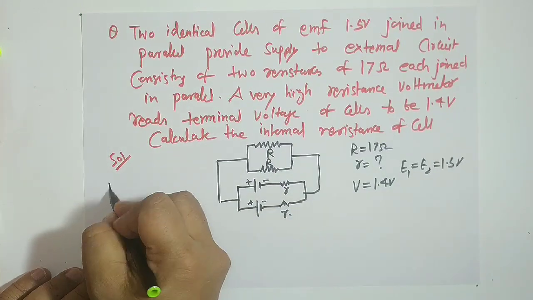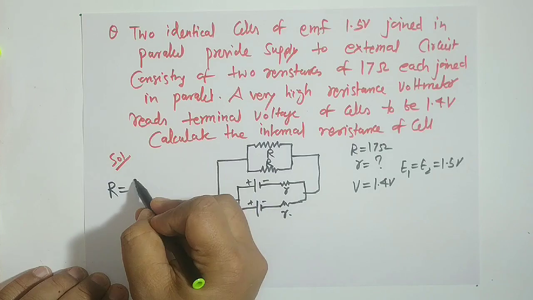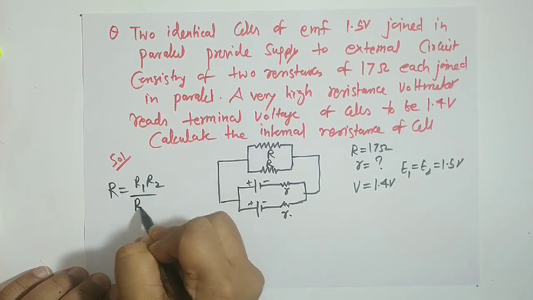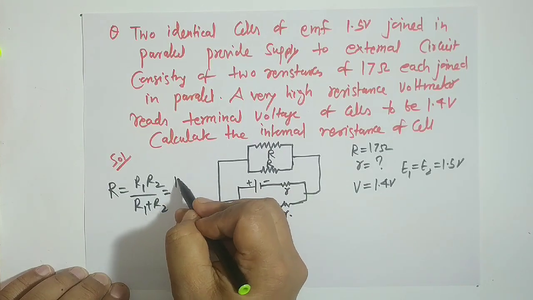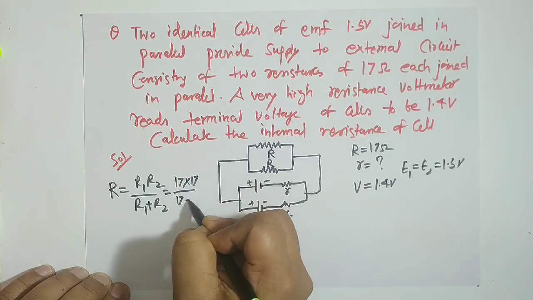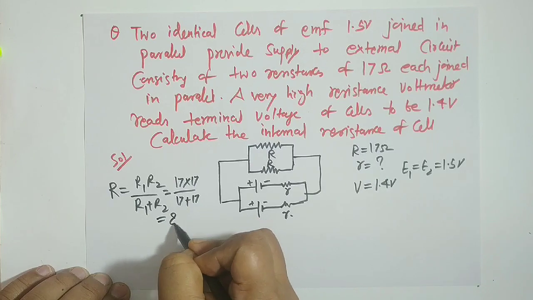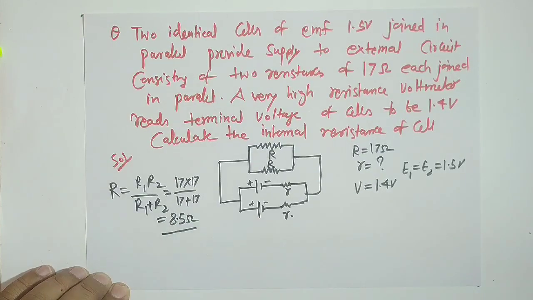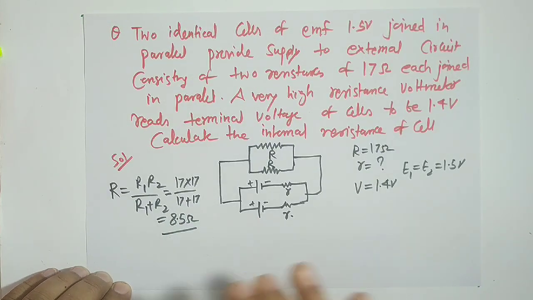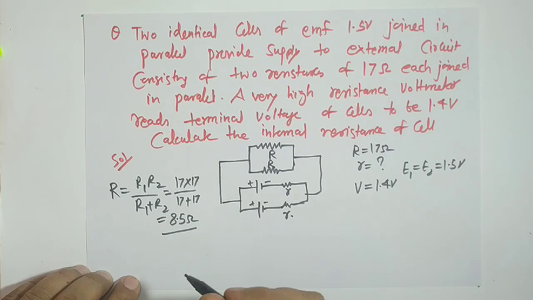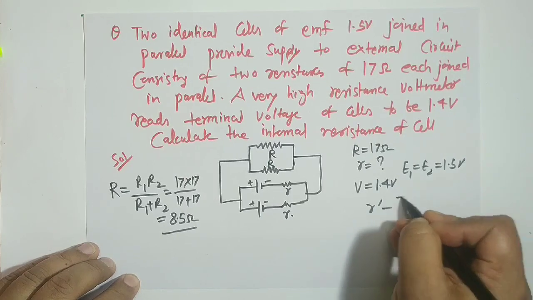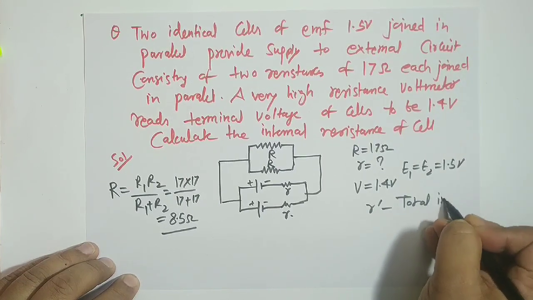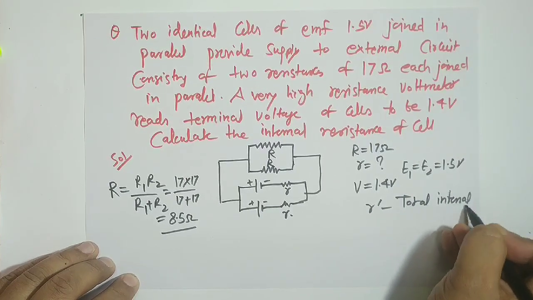So first of all, we will find out the net resistance for this, R1 R2 upon R1 plus R2, that is of 17 ohm. So directly I am writing it will be 17 into 17 upon 17 plus 17, and calculating, it comes to 8.5 ohm. Okay, and then I am going to calculate the internal resistance, say R dash is the total internal resistance of the cell.